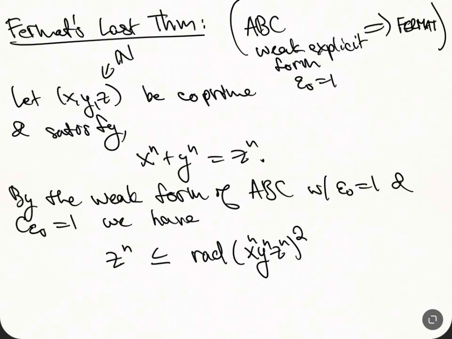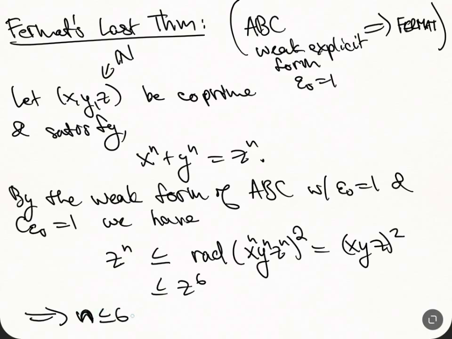Okay, and now let's write this out. This is equal to xyz squared, and each of x and y are both less than z, so this is less than or equal to z to the 6th. So this tells us that n is less than or equal to 6. That's really cool. So here we can already tell that n is at most 6.